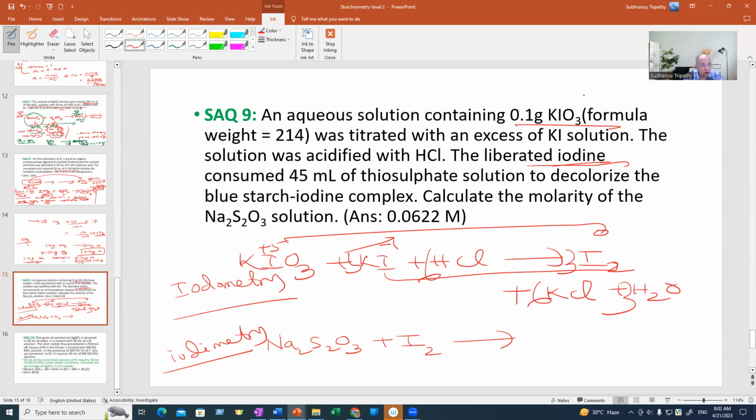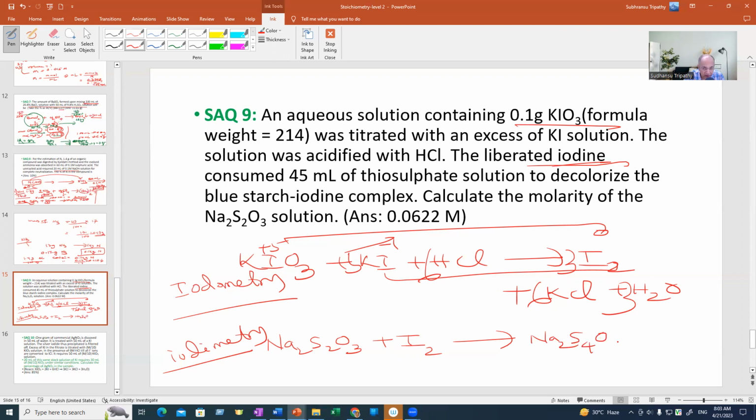In the other case, it will be unknown. Impure sample mass will be given, or the molarity and volume will be given, and the molarity of the thiosulfate will be given. And from backside attack, gorilla attack, you find what is the amount of the pure substance, and then find the percentage of purity. They're all very interesting.